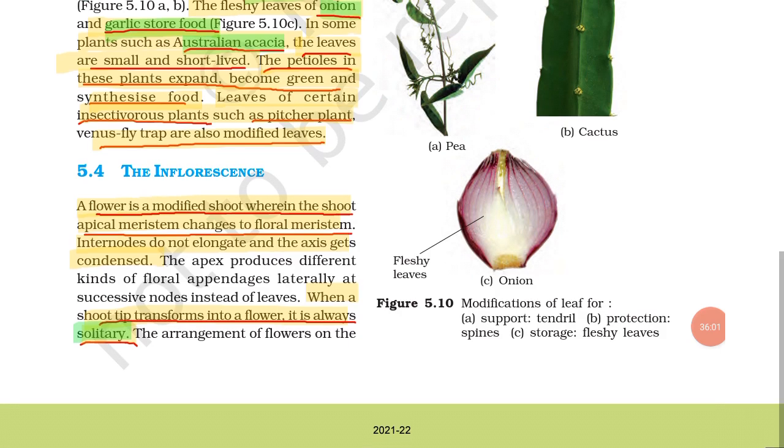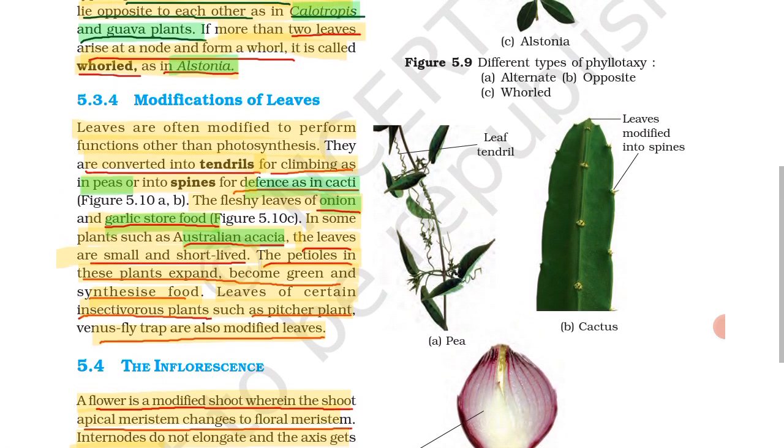Inflorescence. Modification of leaves. Here, leaves are often modified to perform functions other than photosynthesis. So, we are learning here about modification of leaves. Leaves can perform functions other than photosynthesis. They are converted into tendrils for climbing, as in peas, or into spines for defense in cacti.